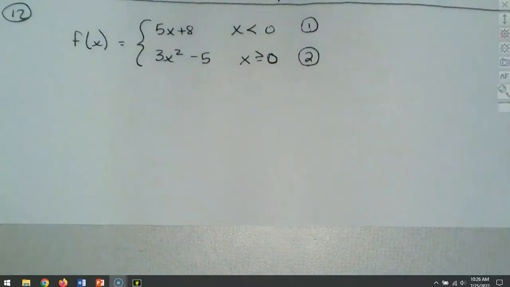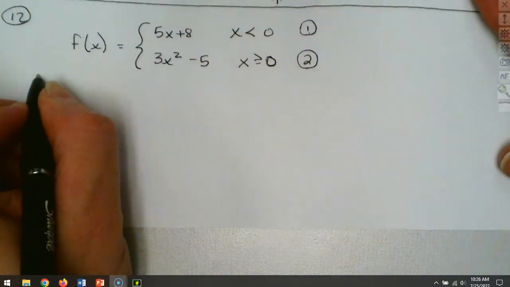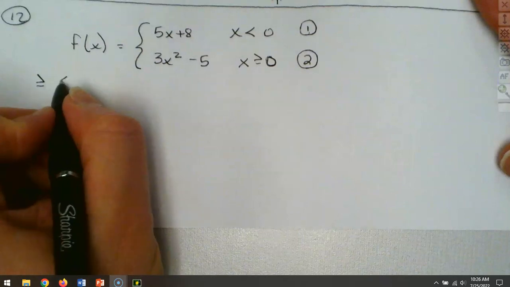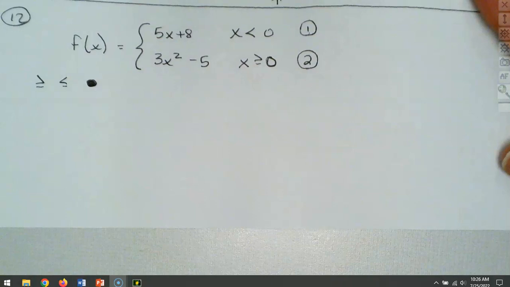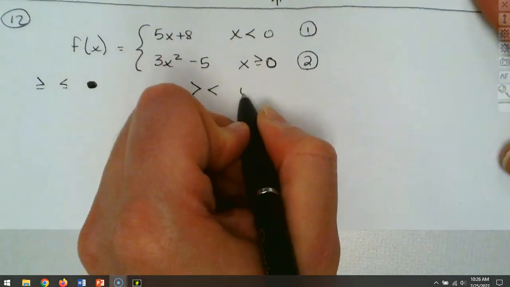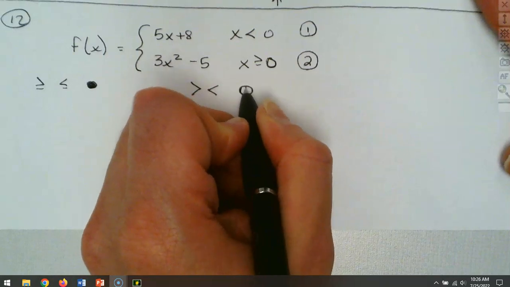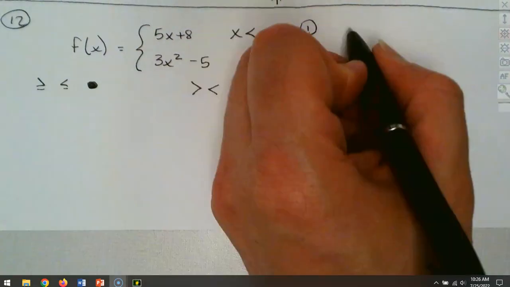And then we identify whether we use an open circle or a closed circle. So when we go to graph these, greater than or equal to, less than or equal to, those we're going to be using a closed circle on. Strictly greater than, strictly less than, those get an open circle. And sometimes students find it easier to write it out in words. So I know in my first one, I'm going to get an open circle.